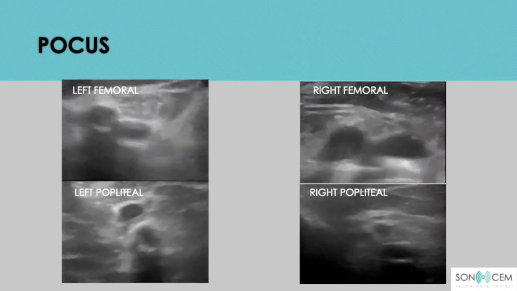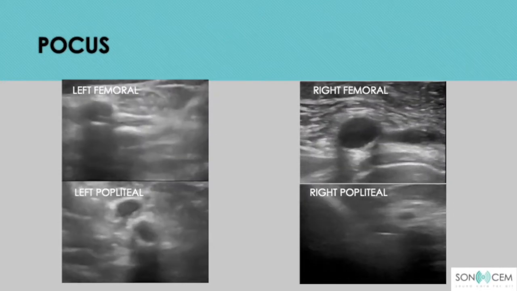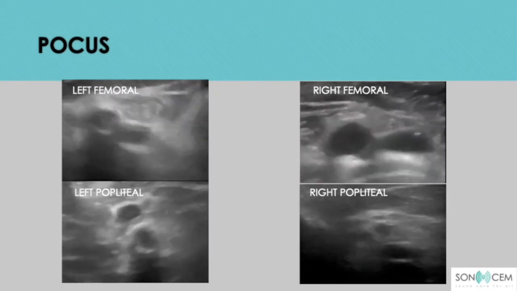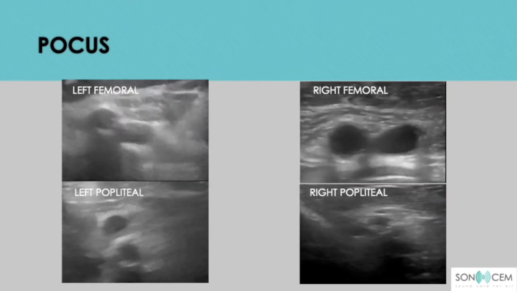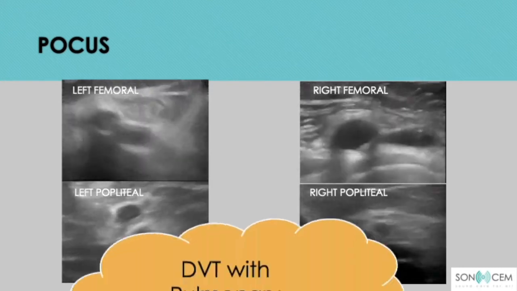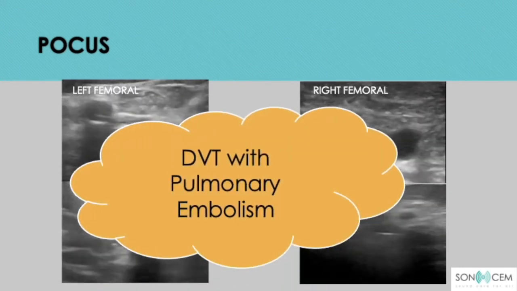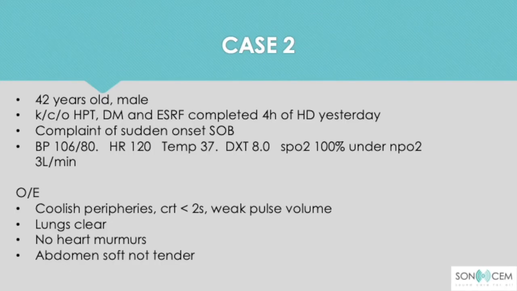So, by looking at the history, the vital signs, the PoCUS, and the addition of 2-point compression test, what is your conclusion? DVT with pulmonary embolism. Okay? So, we move to case 2.